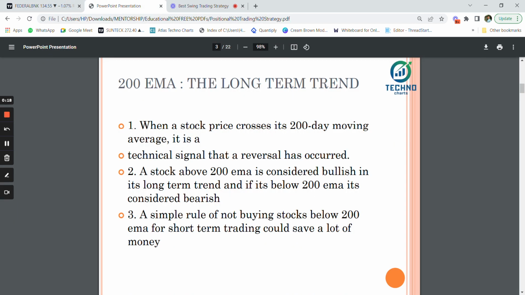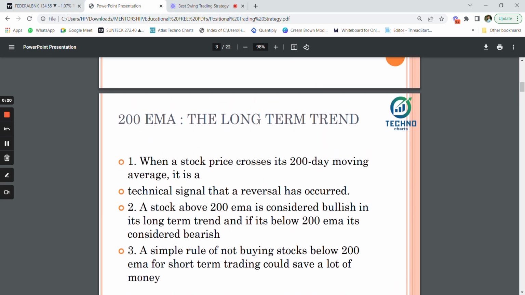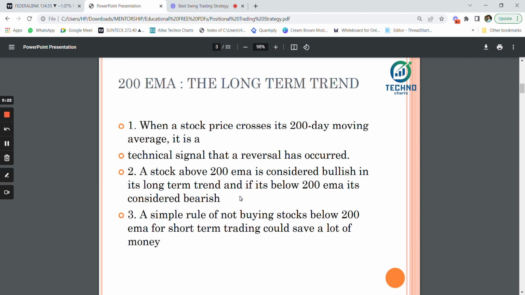Let me explain what the 200 EMA is. The 200 EMA is basically the long-term trend of the stock. Whenever the stock price crosses its 200-day moving average, it is a technical signal that a reversal has occurred. A stock above the 200 EMA is generally considered bullish in its long-term trend, and if it is below the 200 EMA, it is considered bearish.